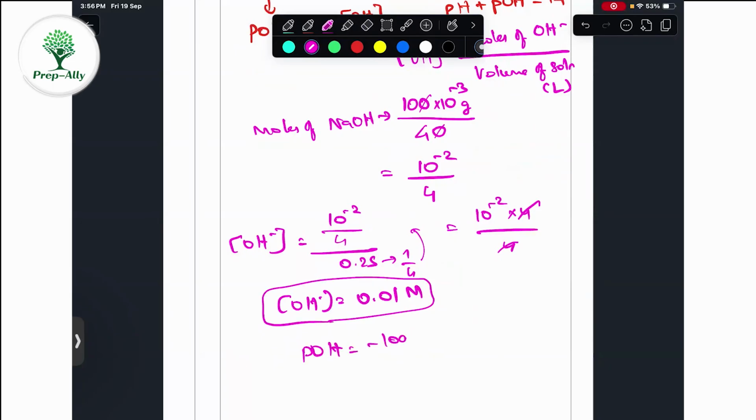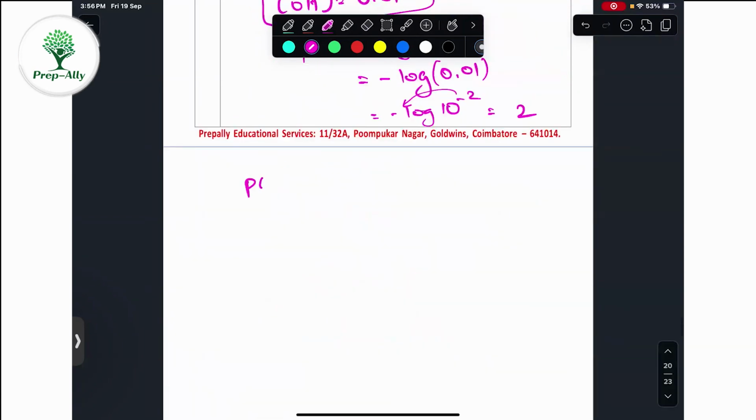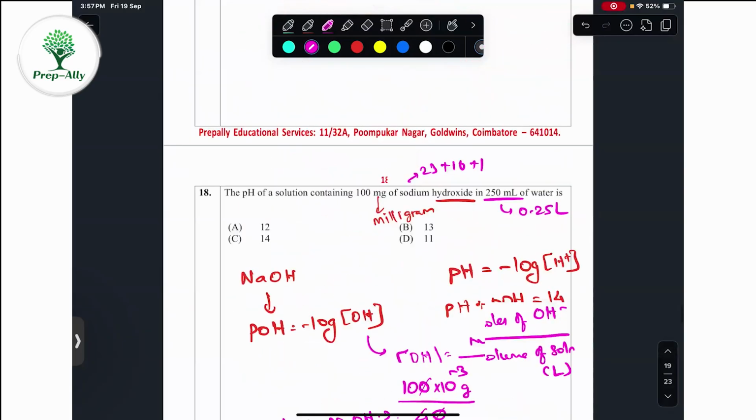pOH is equal to minus log of OH minus ion, which means minus log of 0.01, or I can write minus log of 10 power minus 2. So minus minus will become plus. So the pOH is going to be 2, right? Then what is pH? pH plus pOH is equal to 14. pOH is 2, then pH plus 2 is equal to 14. pH is equal to 12. That's all right. So answer is going to be A.